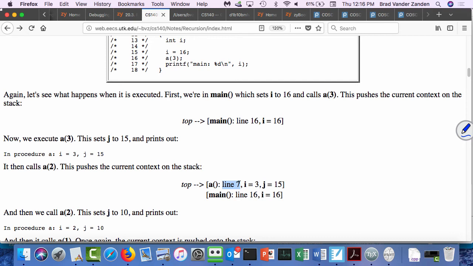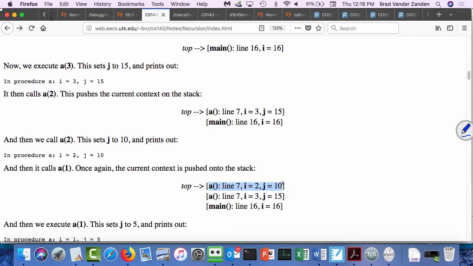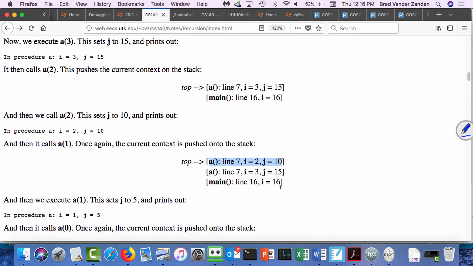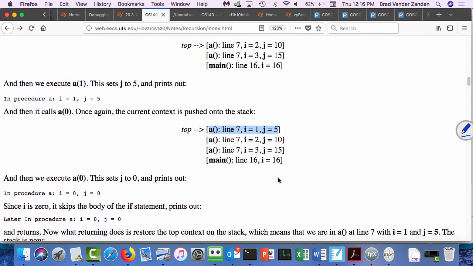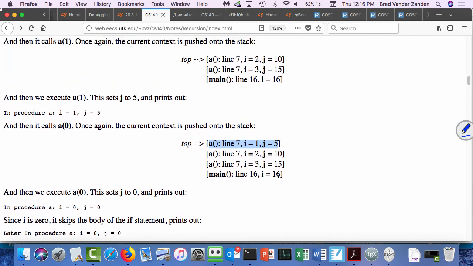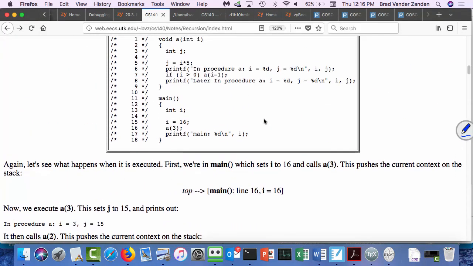J, actually, that's not true. I take it back. 1 is greater than 0, so it does call A of 0. So A of 0 gets called. I is 0. J is what? 0. And it does some printing, but at this point we've reached the base case because I is 0. 0 is not greater than 0, so we're going to end up returning from the function, which means that this stack frame gets popped. Okay? And then as we continue, more and more stack frames get popped.